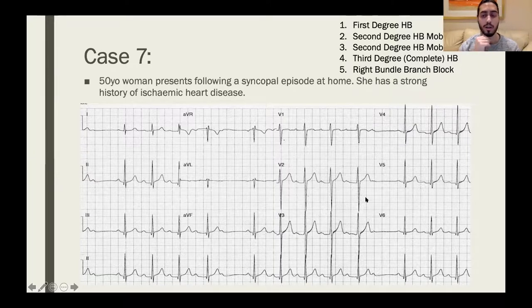So what type of heart block causes you to have a lengthening PR interval with a dropped beat? Second degree Mobitz type 1. And we'll talk about how to remember it. Okay, so this is number 2, second degree Mobitz type 1, otherwise known as Wenckebach. The way you remember that Mobitz type 1 is Wenckebach is a really stupid way to remember it, but if it helps, then it helps.